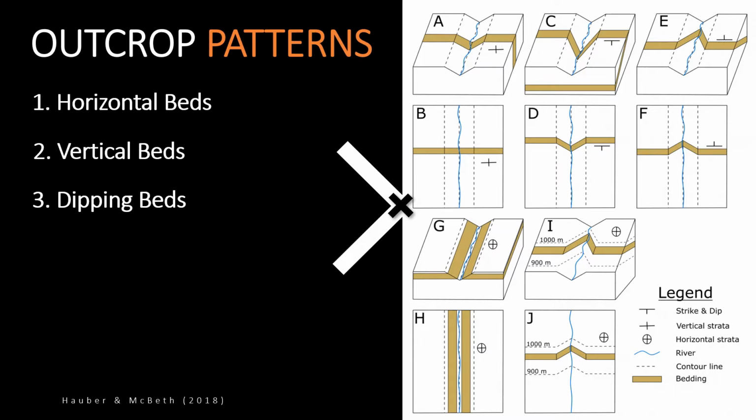The first one is the horizontal beds, which have an outcrop that follows the contours because they are at a constant altitude. So if we see an outcrop that follows the contour, like what is projected on our right side, the sign for horizontal beds is this.